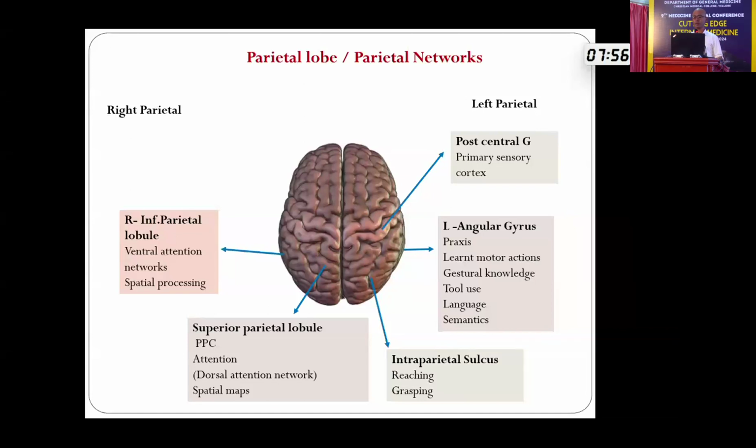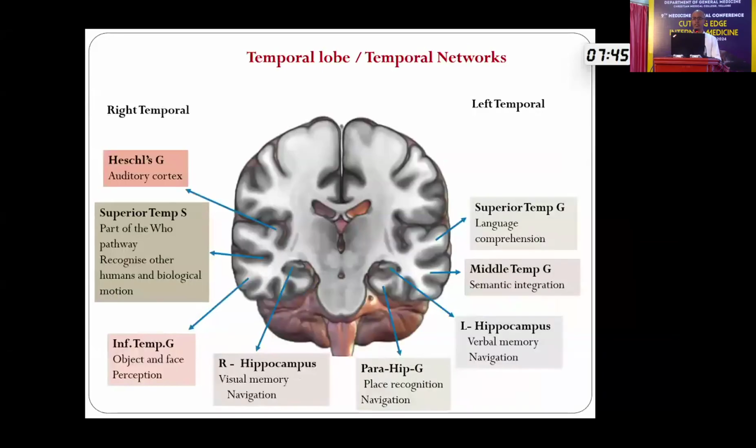So if you have a problem with the left parietal lobe, you'll have apraxia and difficulty in using the hand. But if you have a problem with the right parietal lobe, you'll have problems with visual search, neglect, and negotiating the environment. Coming to the temporal lobe, another useful thing to know is that you can divide the temporal lobe into a medial part and a lateral part. Medial part is for memory, while the lateral part is for language.